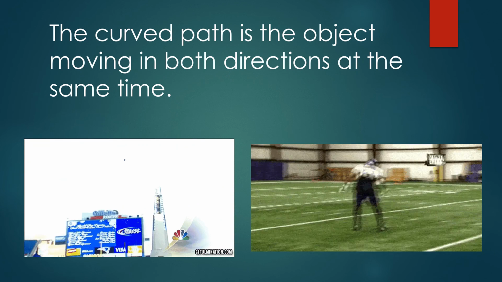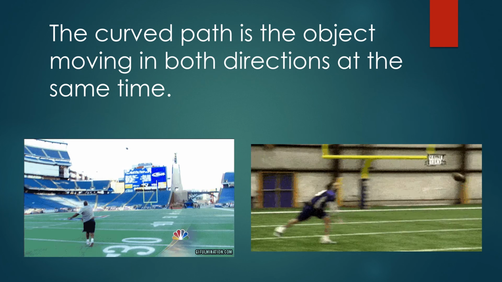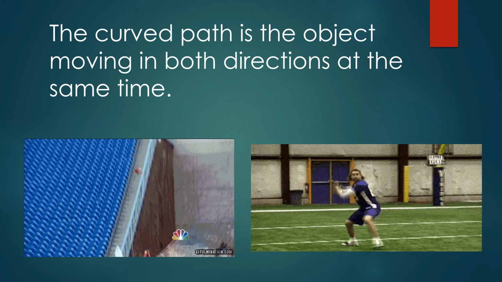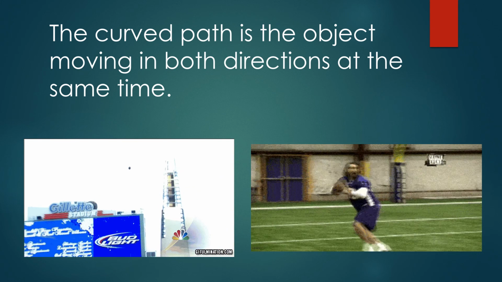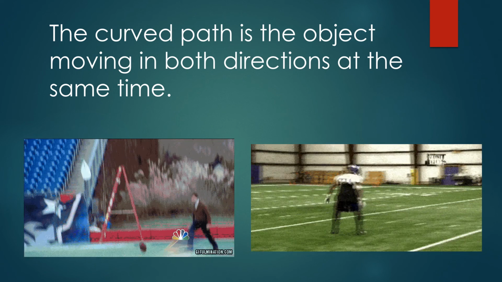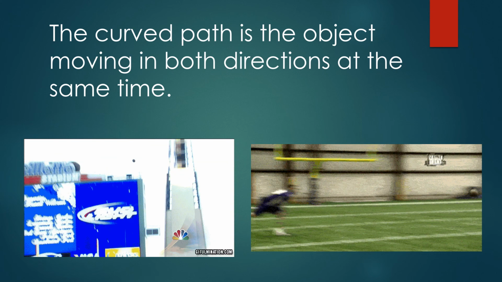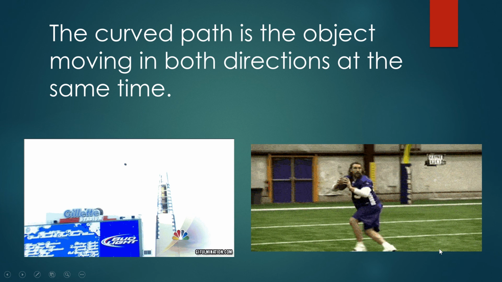Here we have some GIFs of people throwing footballs. We see one football being thrown really nicely, and then the other one not so nicely. The curved path is the object moving in both directions at the exact same time. You can really see that in the left GIF. It's being thrown up and out, and then it's still going out and it starts to fall. So it's moving both up and down and away from this man who's throwing it at the same time. This guy on the right, his ball is taken over by gravity quite quickly.